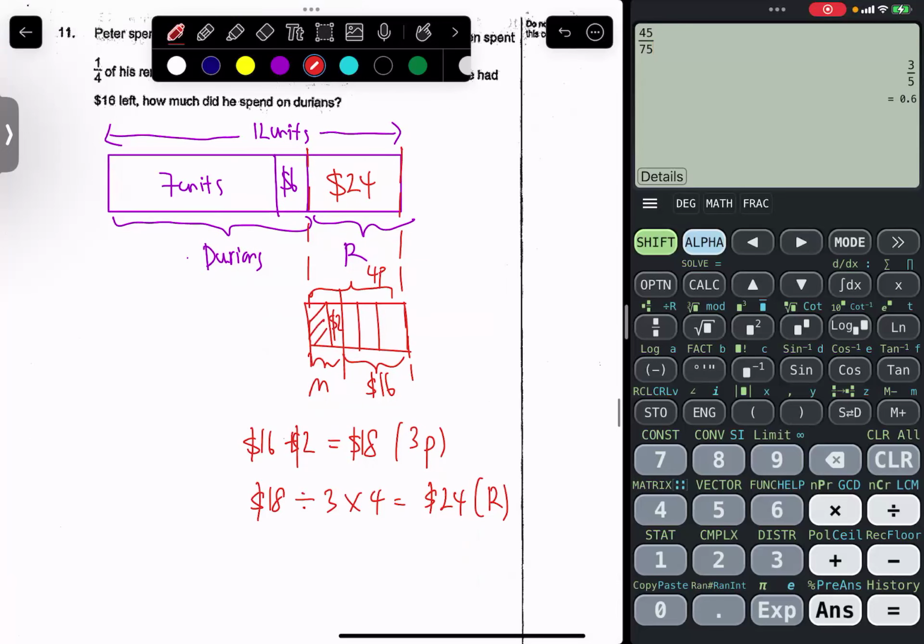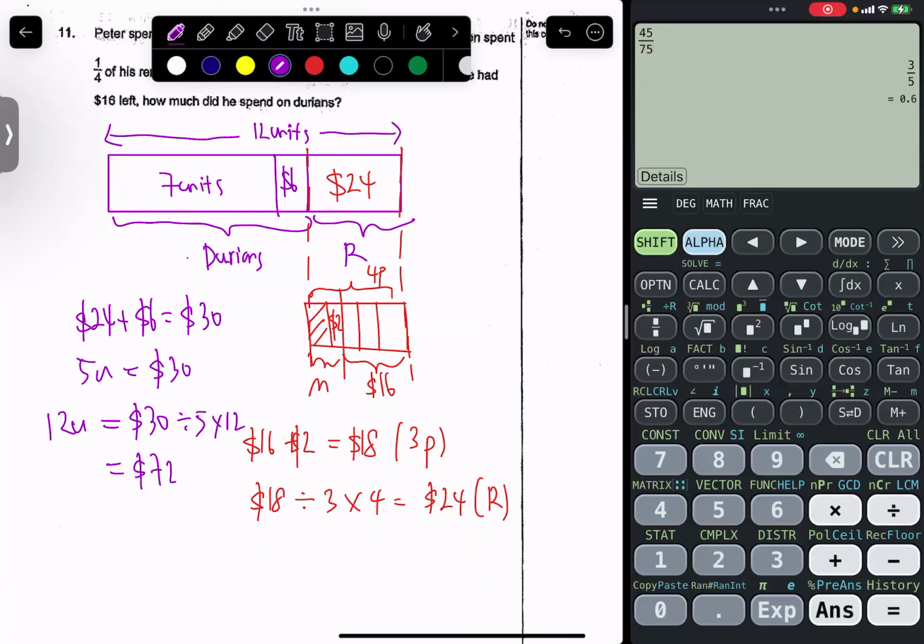Okay, then working backwards, $24 plus 6 equals to $30, which is actually 5U. 5U equals to $30. 12U equals to 30 divided by 5 times 12, $70.